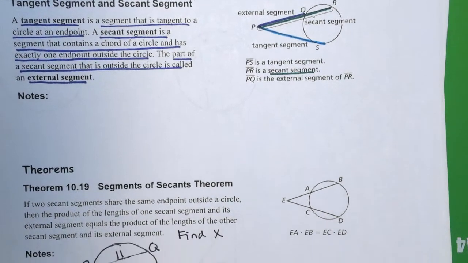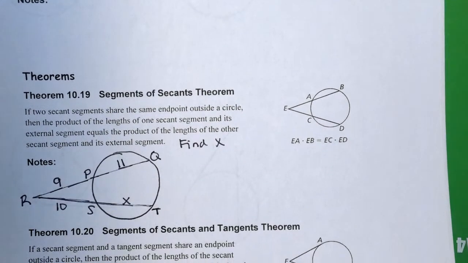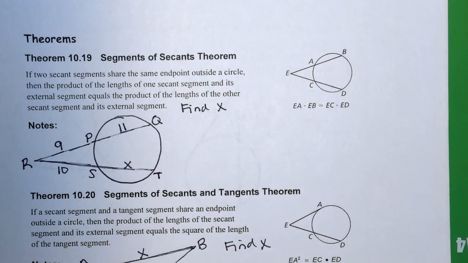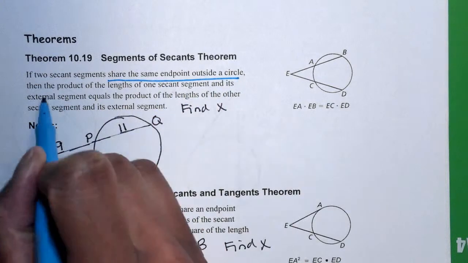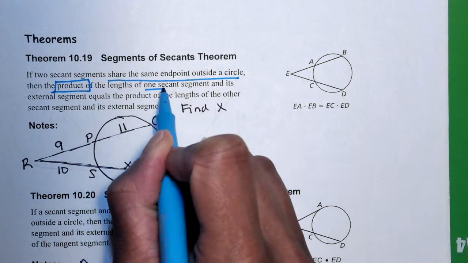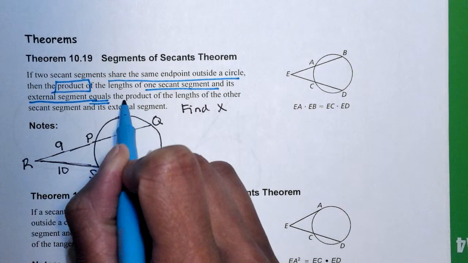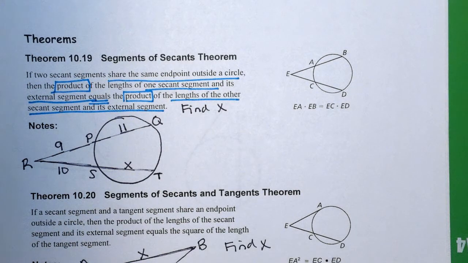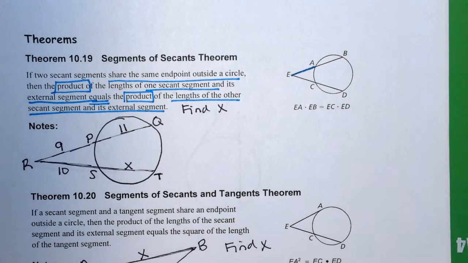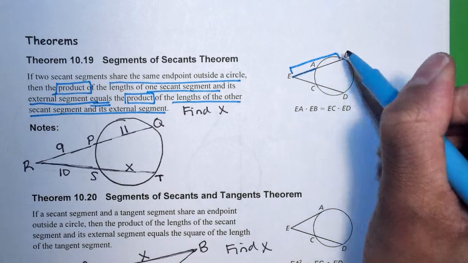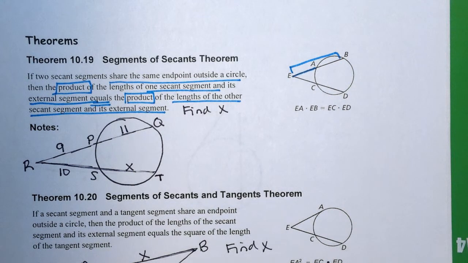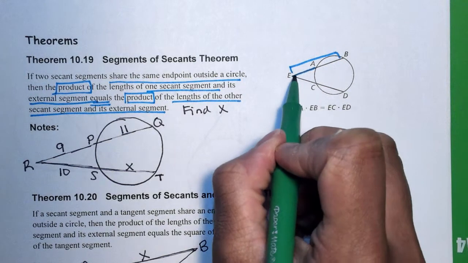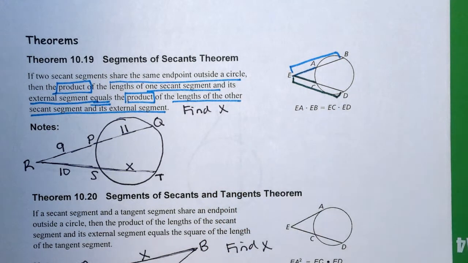We're going to move on to our next 2 theorems. Our first one is the segments of a secant theorem. If 2 secant segments share the same endpoint outside the circle, then the product of the lengths of one secant and its external secant equals the product of the lengths of the other and its external secant. So, in other words, if I'm given EA, and then I have to multiply it with EB, so that's everything, and then I have to set this equal to the product of EC, which is the shorter external secant, multiplied by all of ED.